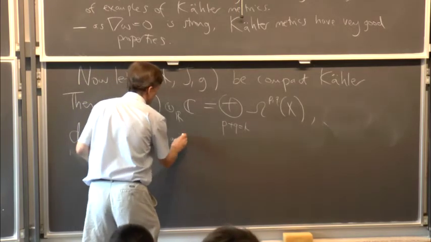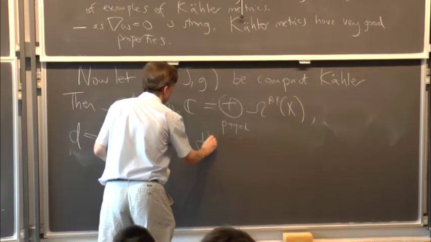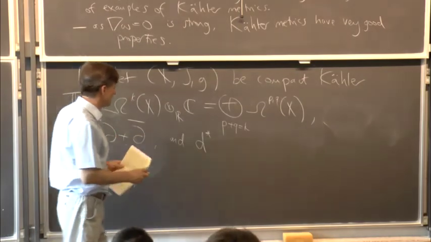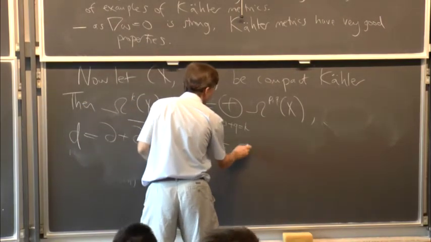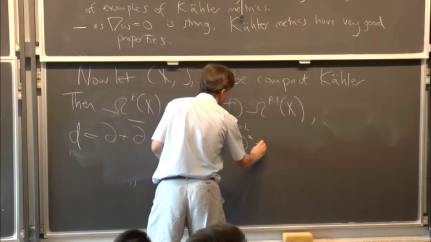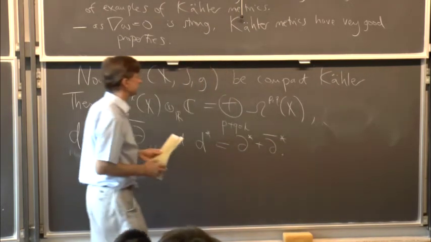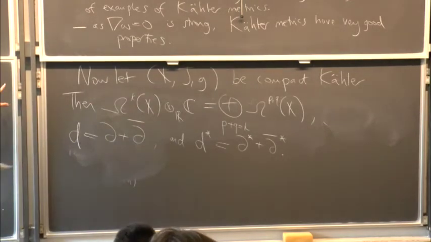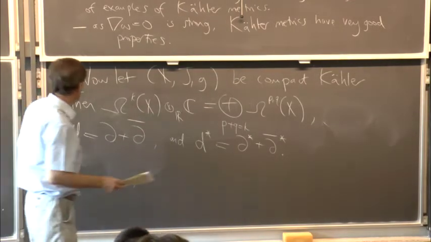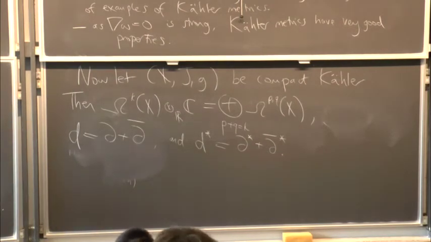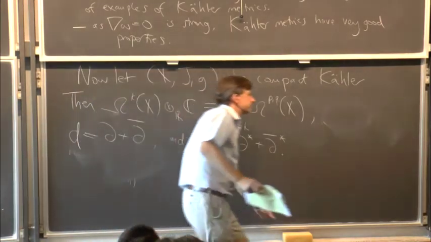And the formal adjoint d star of d also gets split as the formal adjoint ∂ star plus the formal adjoint ∂-bar star. Okay, so let's see if we can split this curly H^k into pieces which correspond to (p,q)-forms.